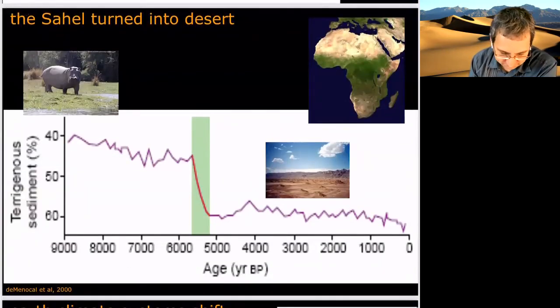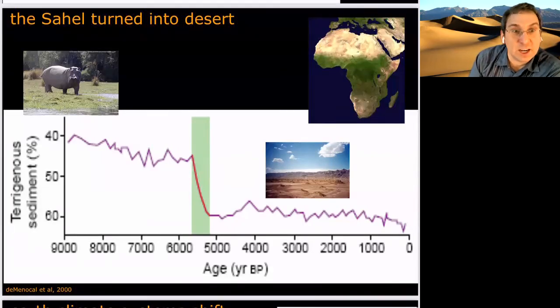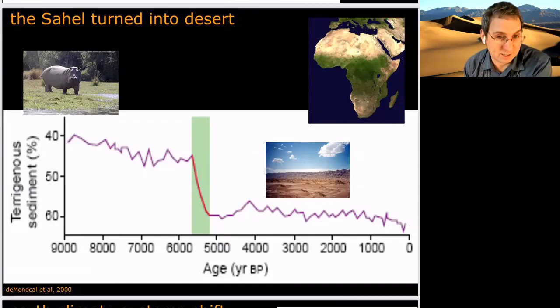Here is this thing called something sediment on the y-axis. This is sort of a measure of how, if it's higher on this chart, that means the desert or a region is more lush. And if it's lower, then it's more like a desert.